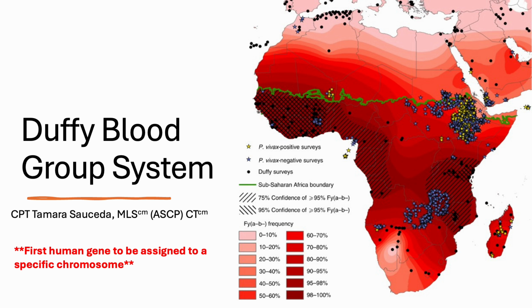So while Duffy might not be getting as much attention as ABO or Rh, it has an incredible scientific legacy and a powerful clinical impact. So today we'll walk through those antigens, antibodies, the enzyme behavior, and more. And by the end, I hope you'll see just how relevant and fascinating this system truly is.